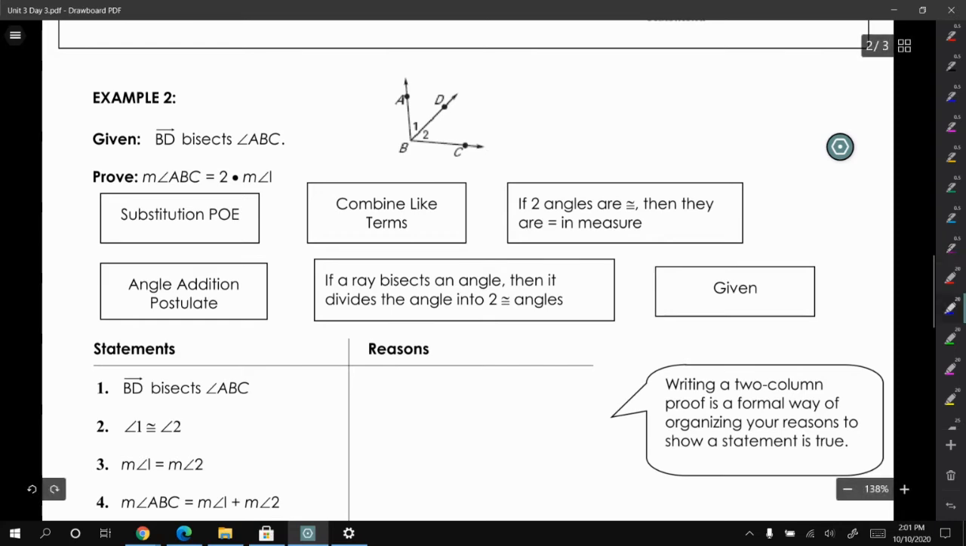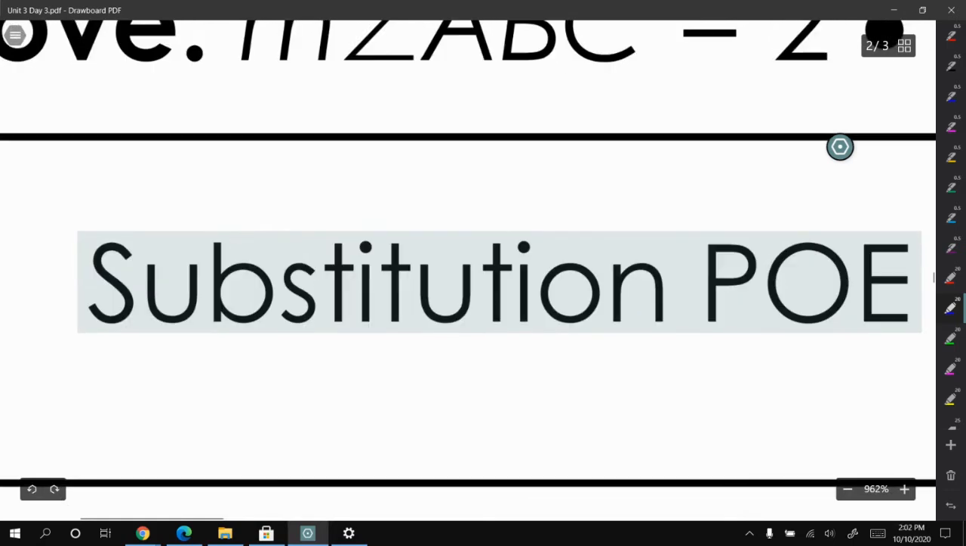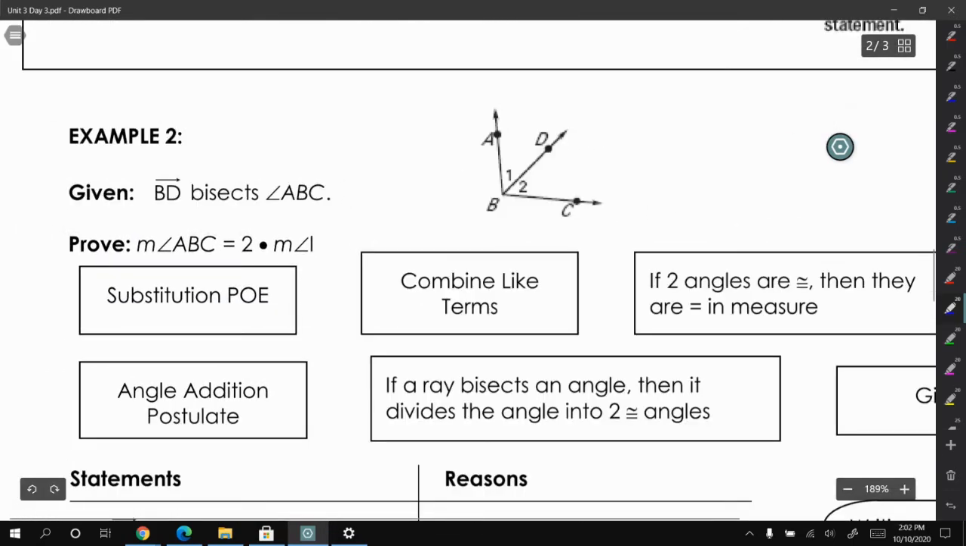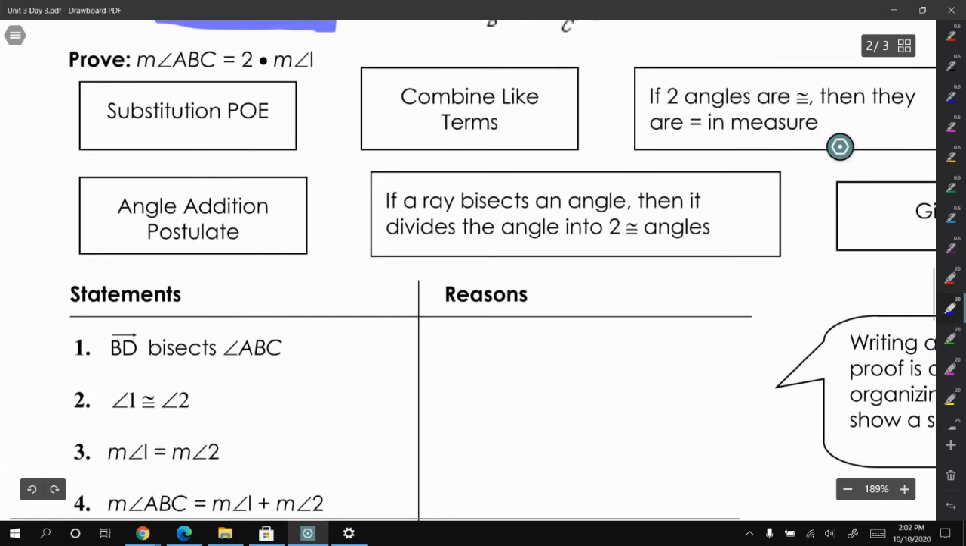So we are given that ray BD bisects angle ABC. We are given that. Okay, so that is our first statement right here. And the reason why we can say that is because it is given.